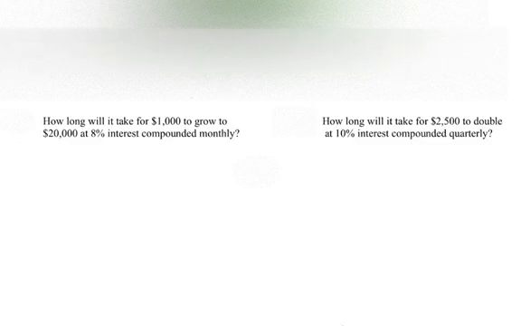So this problem's a little different because we are looking for how long it's going to take for this to happen. That means that we're solving for t. We're interested in solving for time. So we want our $1,000 to grow to $20,000.